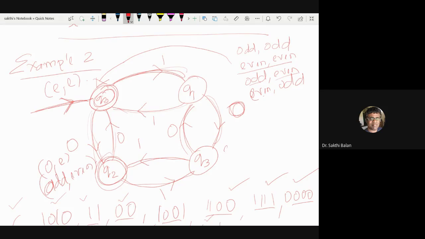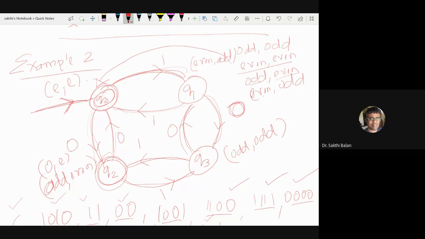And this is what? So here you have odd, even, and you are reading a 1 and then going to Q3. So this is going to be odd, odd. And this is going to be what? The other case. You are already in even and you are reading a 1, so the number of ones becomes odd, right? So it will be even, odd.